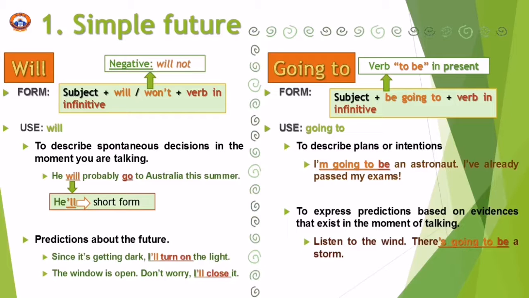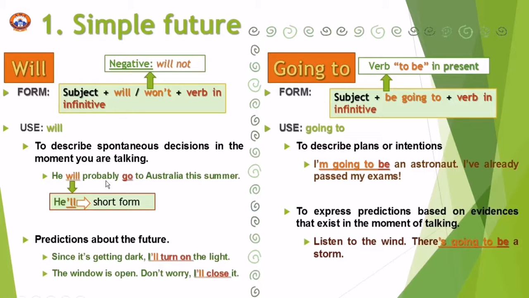First, we have will. The form we're going to use is will or will not, which is equal to won't, plus verb in the infinitive form. When can I use will? To describe spontaneous decisions in the moment you are talking.